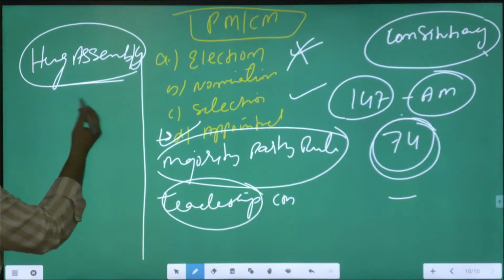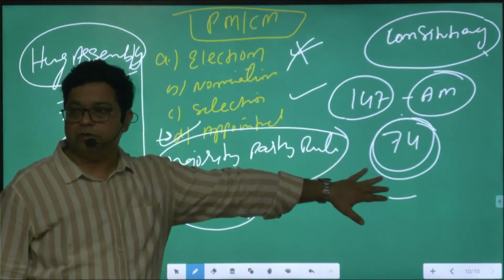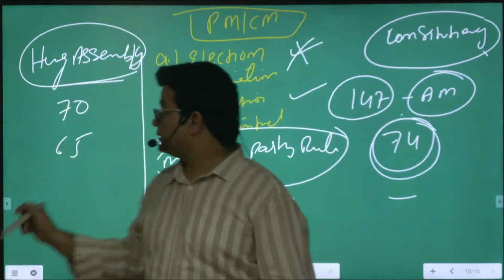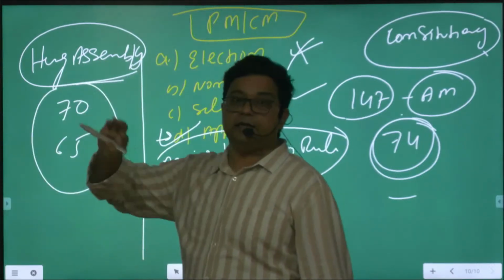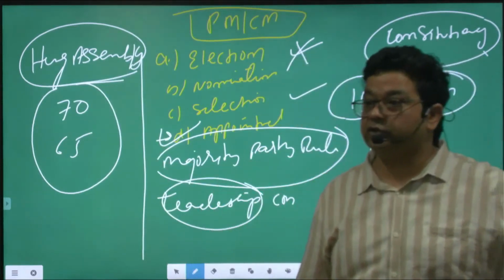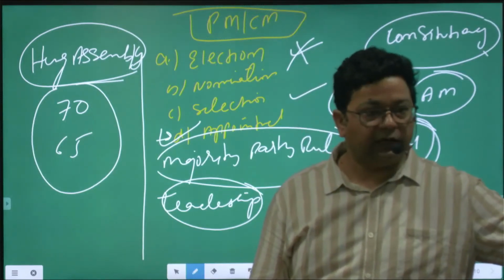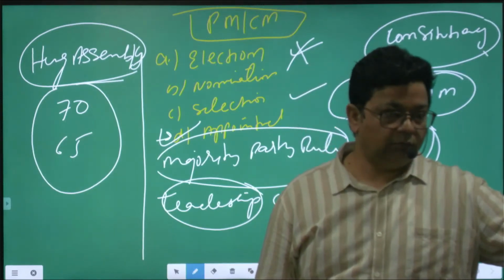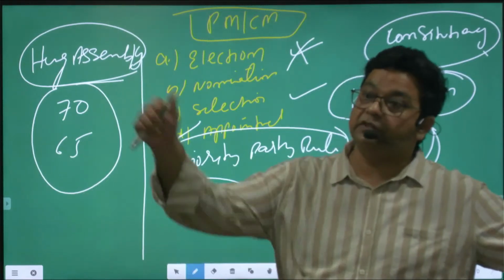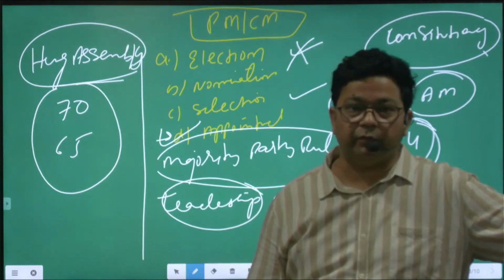Say one party has 70, one party has 60, and so on. So neither has crossed this threshold limit. Now in this case, it is up to the president or governor to exercise his discretionary power. Discretionary power means acting on his own without acting on anyone's advice. Are you getting my point?